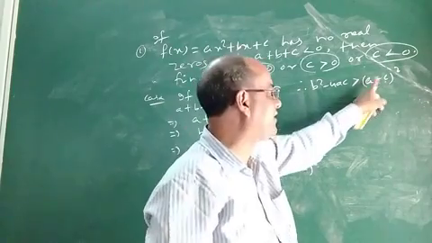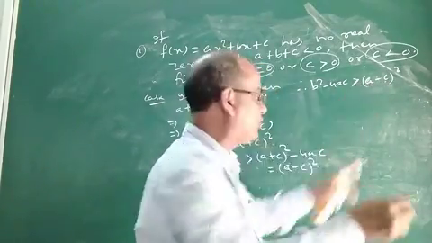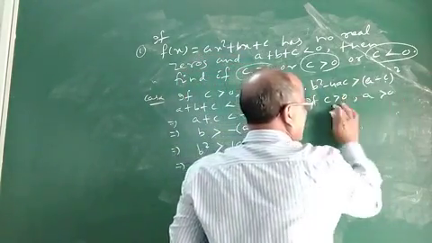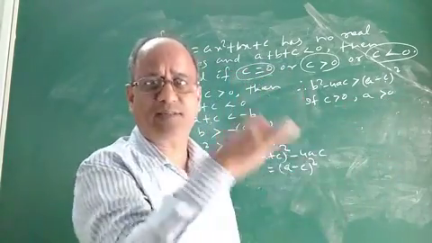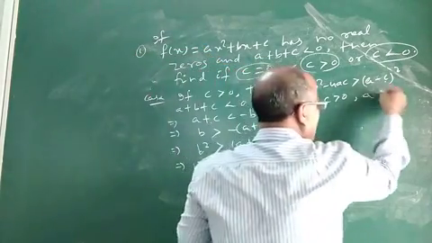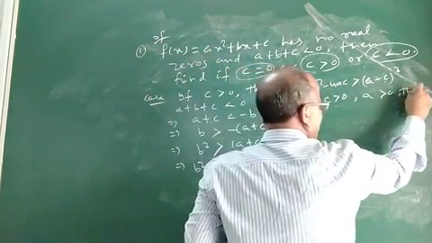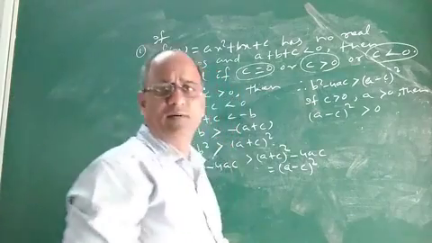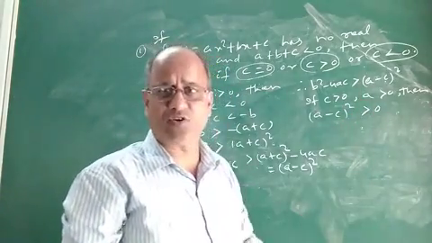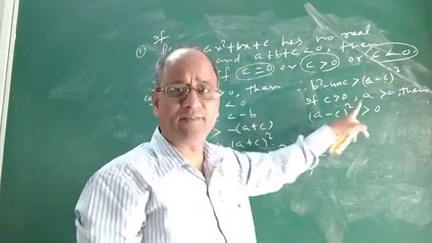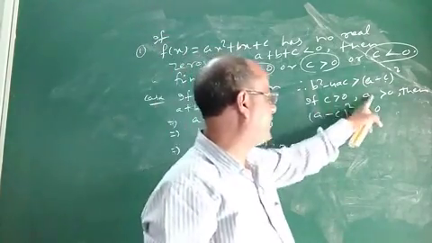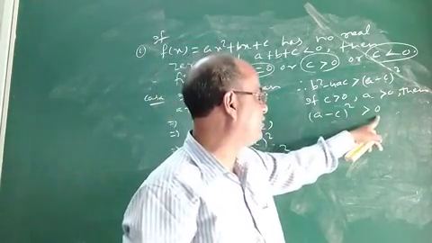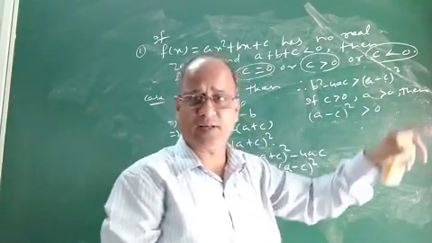Now if c greater than 0 and a is also greater than 0, that means both c and a are positive. If both c and a are positive, then no doubt a minus c whole square will definitely be positive, means it will be greater than 0. You can test by taking different values of a and c. By giving different positive values to a and c, you can easily verify that the square of a minus c will be greater than 0 if both c and a are positive.